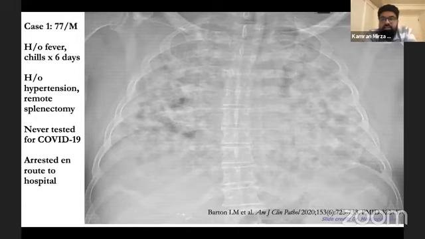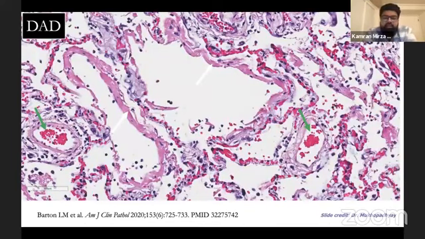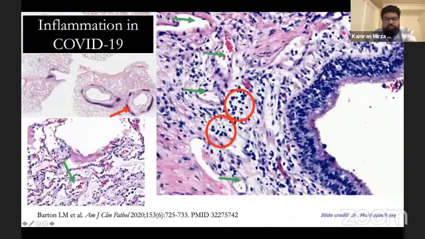So here you can see the obliteration in the lungs of this patient, who was a 77-year-old man. He presented with a history of fever and chills for around 6 days, and his past medical history was of hypertension and a remote splenectomy. He was never tested for COVID-19, and he went into arrest en route to the hospital. Here you take a look at his lungs, and the green arrows are showing you little bits of pulmonary congestion with red blood cells clumping, and the white arrows, which are difficult to see, are showing you the hyaline membranes, the thick diffuse alveolar damage that is effectively all over this patient's lungs.